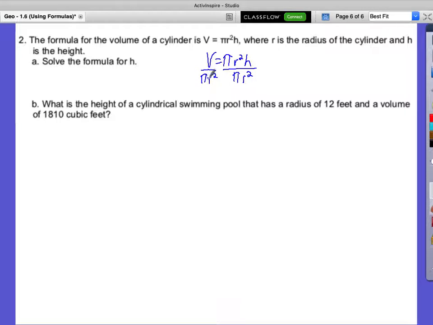Do we know what v divided by pi r squared is? No. But we do know now that volume over pi r squared is equal to h, because pi divided by pi is 1, r squared divided by r squared is 1, and we're left with h. So now we solve that for h. V over pi r squared is equal to h. We divided both sides by pi r squared is all we did.